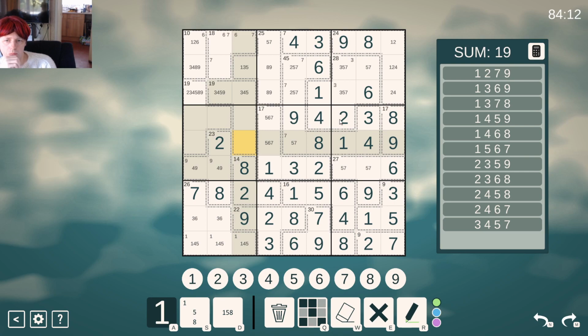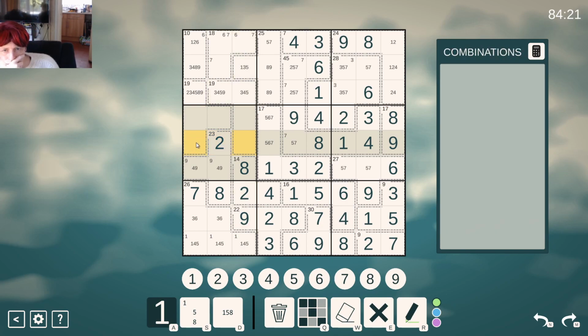Alright. What else do we need in this row? 3 hasn't gone yet, has it? So one of those is 3, and we need to fill in 5, 6 and 7. And in this row it is 1, 5, 6 and 7.